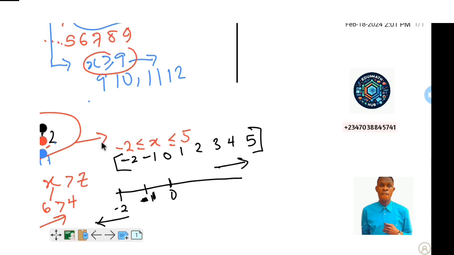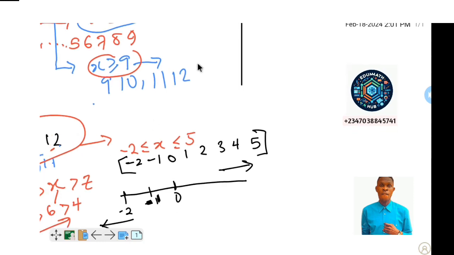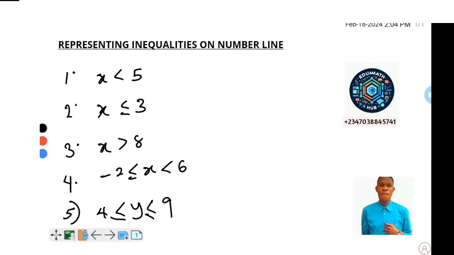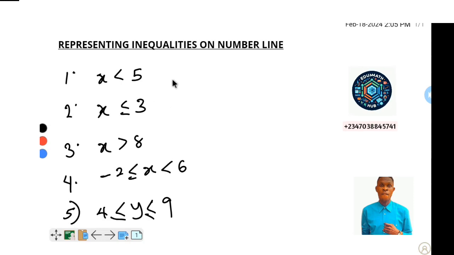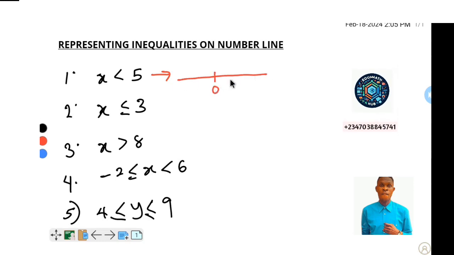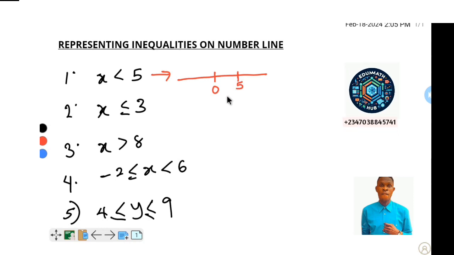Okay, now let's go into how to represent inequalities. Welcome back. This is the next part of the topic. We'll be looking at how to represent inequalities on a number line. So the first one, you have x less than 5. It's very simple. Just draw a number line. You mark 0 there. Then you mark 5. Then you look at the arrow. The arrow is pointing left. Less than 5 is pointing left.